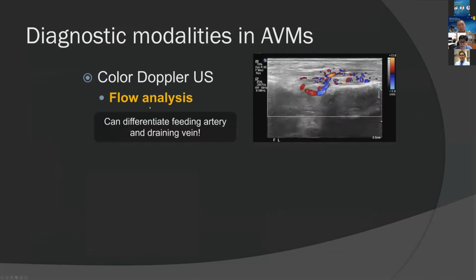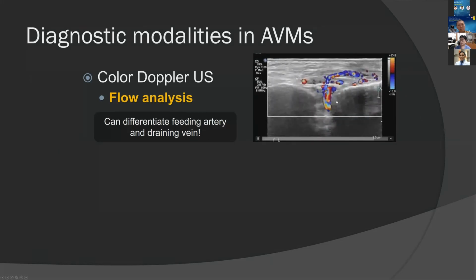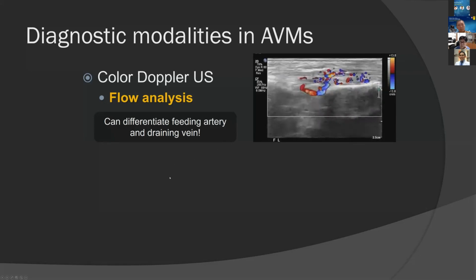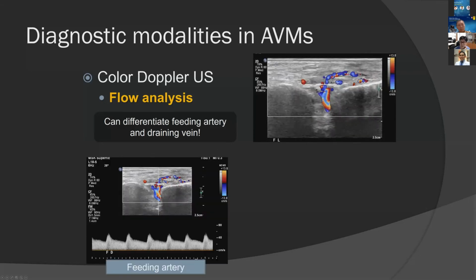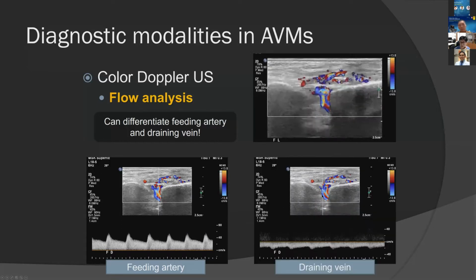So DUS can differentiate the feeding artery and draining vein. It is very important during the procedure. And this is the AVM. What is the feeding artery and draining vein? This right one is a feeding artery. It has a high peak velocity shunt flow. And this left one has a reversed flow and much lower peak velocity. So this is the vein and this is the feeding artery.